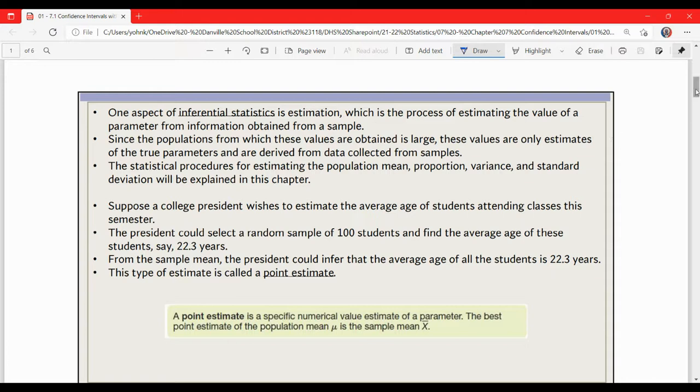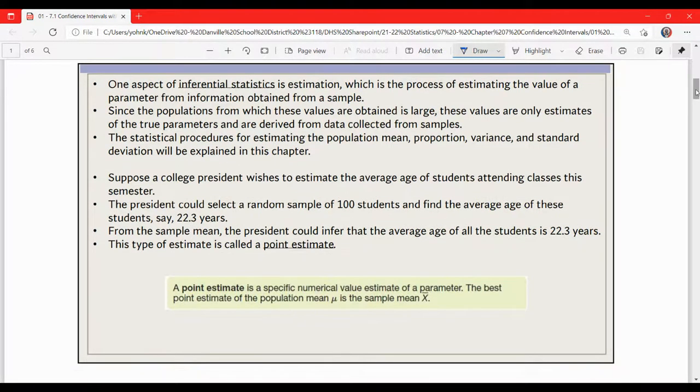So we're starting a chapter on confidence intervals today, and one of the aspects of inferential statistics is estimation. And that's the process of estimating the value of a parameter from information obtained from a sample. Since the populations from which these values are obtained are large, these values are only estimates of the true parameters and are derived from data collected from samples. The statistical procedures for estimating a population mean, proportion, variance, and standard deviation are all of the different ones that we're going to talk about in this chapter.